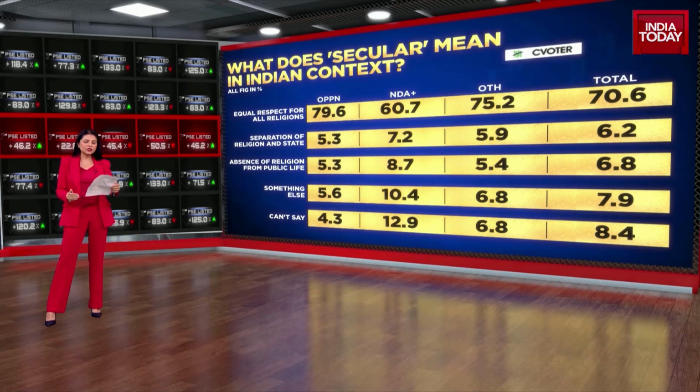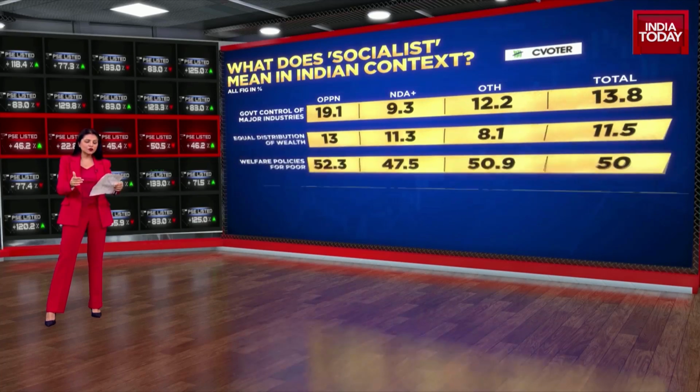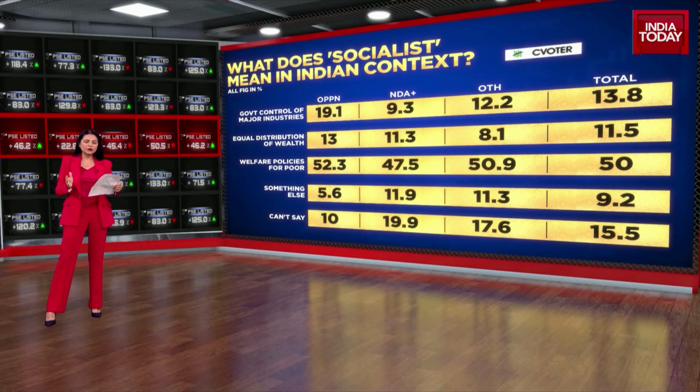Let's quickly move on to the second question. What does socialist mean in the Indian context? Government control of major industries, 19.1% is what the opposition feels. NDA feels 9.3% on that question. Others, 12.2%. In total, 13.8% feel that the word socialist means government control of major industries. There is ambiguity here because, if you look at it, equal distribution of wealth, 11.5% in total. Read the fine print. Welfare policies for poor.